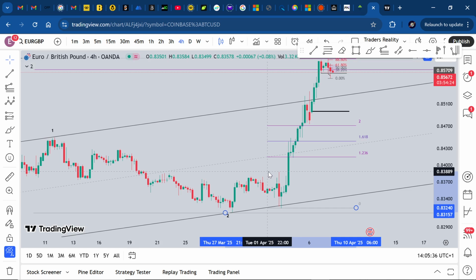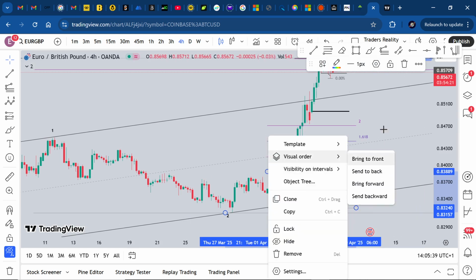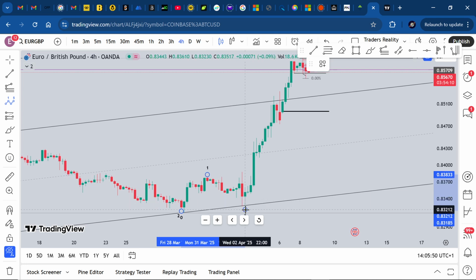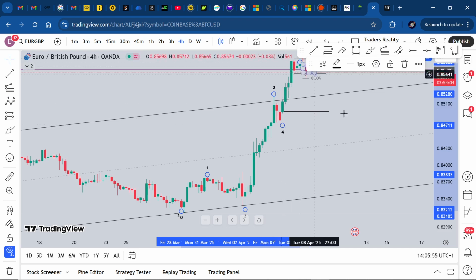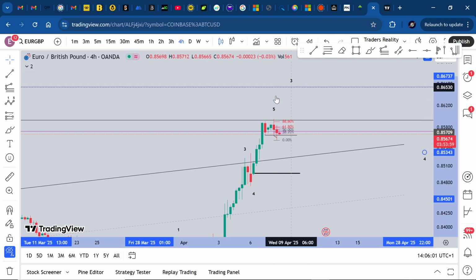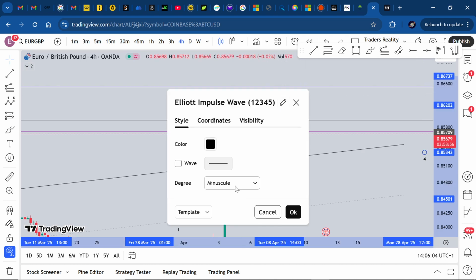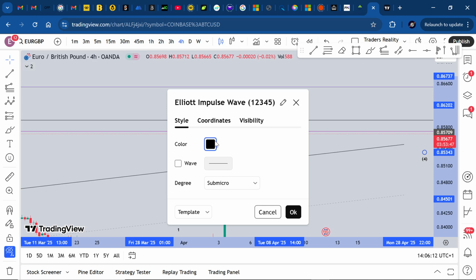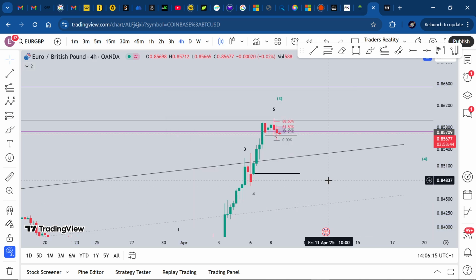Could be this. I would definitely internally count it like this. We're going to put it here for now. That's 3. Okay. It hit the 618, so I'm not even really happy to call that 3 yet.